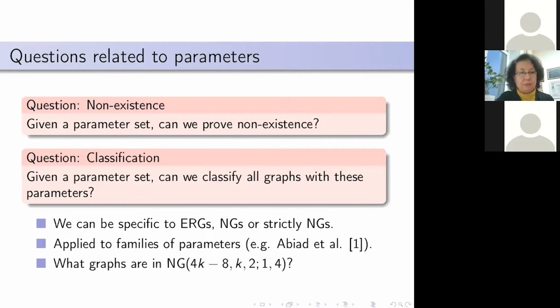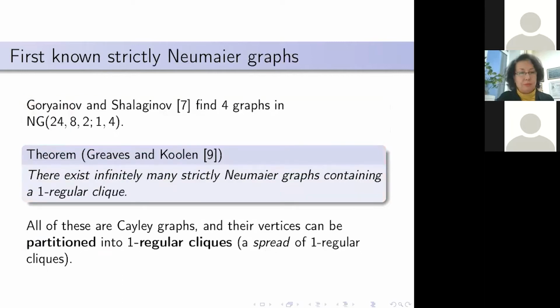Okay, let's move on to constructions. Goroyanov and Shalaginov, in a paper about Deza graphs, also find 4 strictly Neumaier graphs with 24 vertices. And the first infinite family of strictly Neumaier graphs was constructed by Rhys and Kuhlen. And they were all constructed as Cayley graphs, and they could all be partitioned into one regular cliques, as Martin says, a spread of one regular cliques.